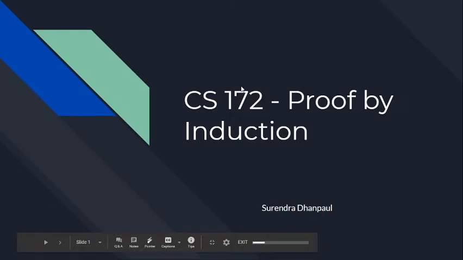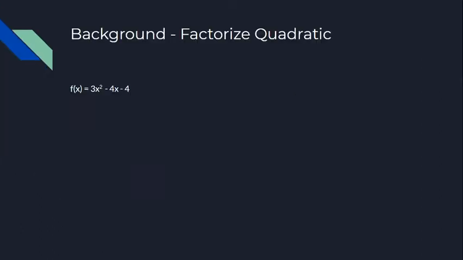Alright, this video is for our CS 172 class, York College, trying to do proof by induction for adding consecutive numbers. But before I get into the proof, I just wanted to cover some quick background. This is a quadratic function, right? We know it's a quadratic function because the highest power here is 2.